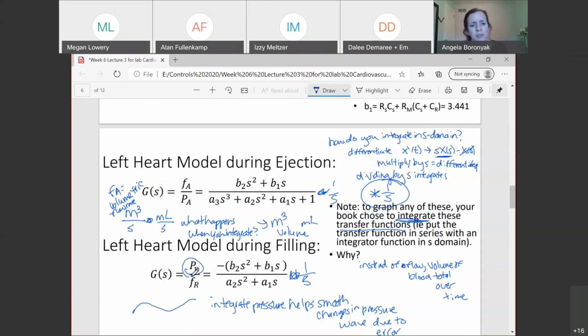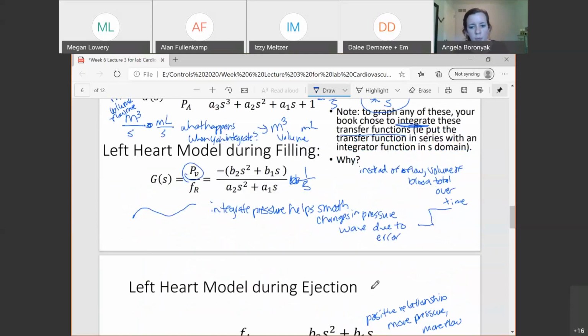You could think about the same thing if you're integrating during filling, because I have flow here. But really what it's doing is integrating pressure, which helps smooth out changes in pressure waves due to any error you had in your model of your pressure changing very quickly. Because your instant pressure really doesn't change that quickly in the heart. It does change over time. So even though we're going to model this with a step input, it does a little better if it's integrated. I don't expect you to have to explain why they did an integration, but I would like you, as we'll see in LabVIEW, to put both multiplied by an integrator function, or multiplied by 1 over s.